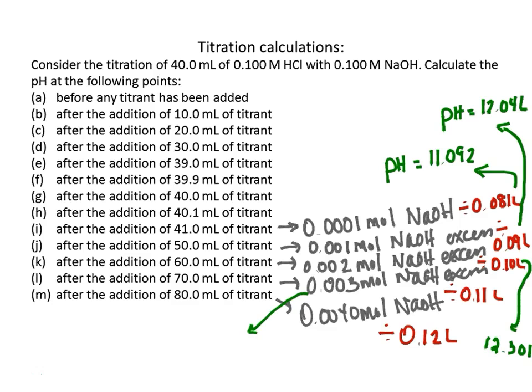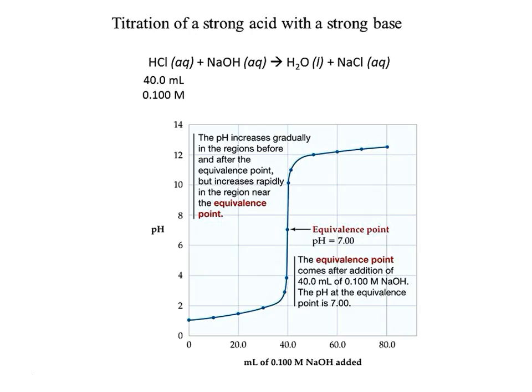Point L, at 70 mL of titrant, we have a pH of 12.436. And then finally at point M, our last point, where we've added 80 mL of titrant, our pH is 12.523. So the pH kind of flattens out. And so those values are shown here at the top after the equivalence point. Point H, point I, point J, K, L, M, right?